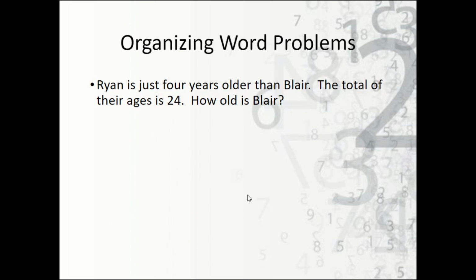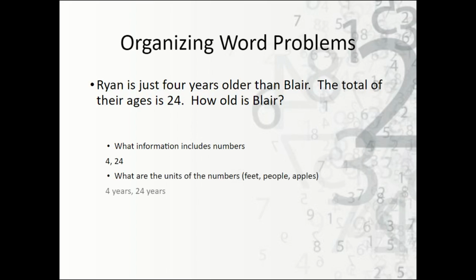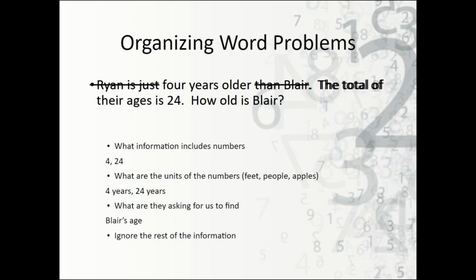So let's look at one from your actual assignment. It says Ryan is just 4 years older than Blair. The total of their ages is 24. How old is Blair? So again, what includes information? 4 and 24. What are the units? Years and years. What are they asking us to find? Blair's age. So now, again, ignore the rest of the information.